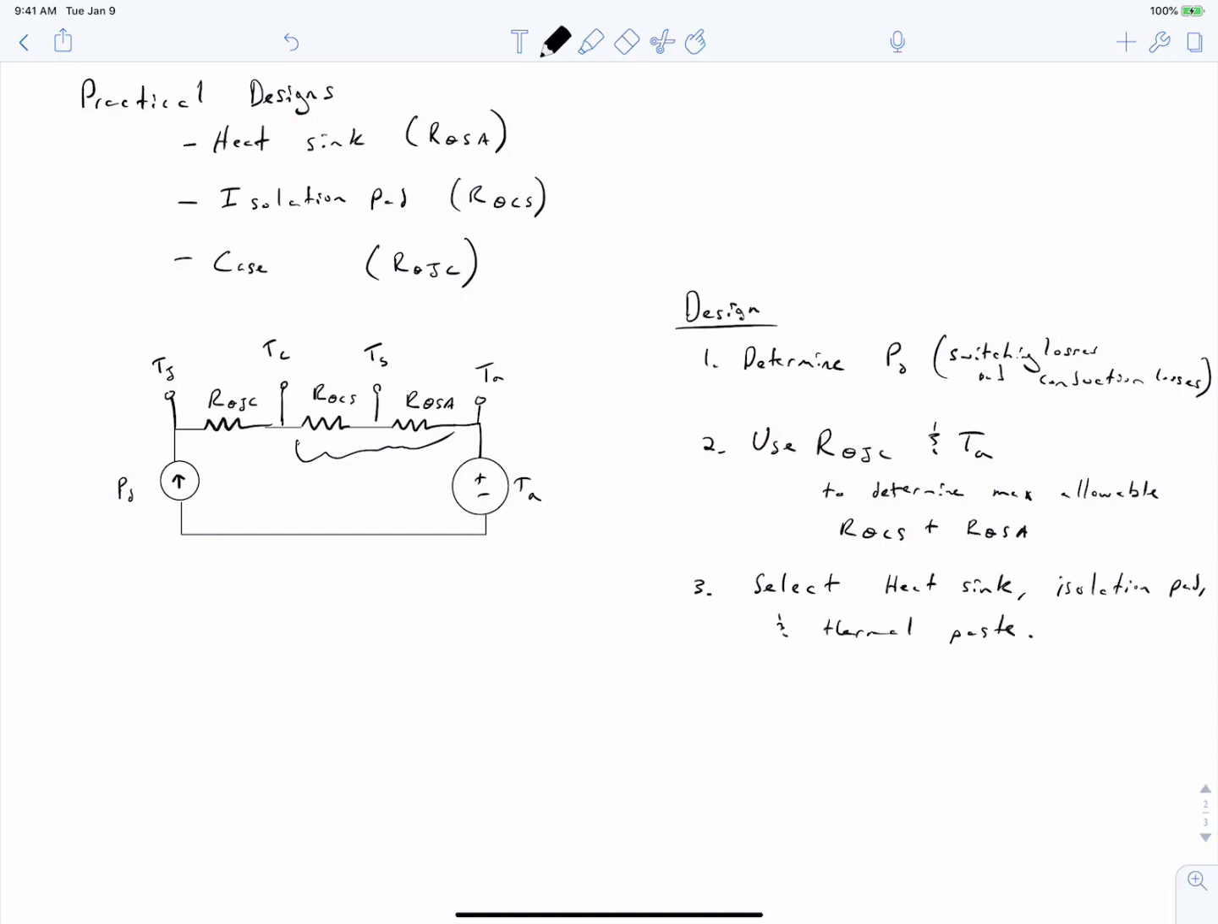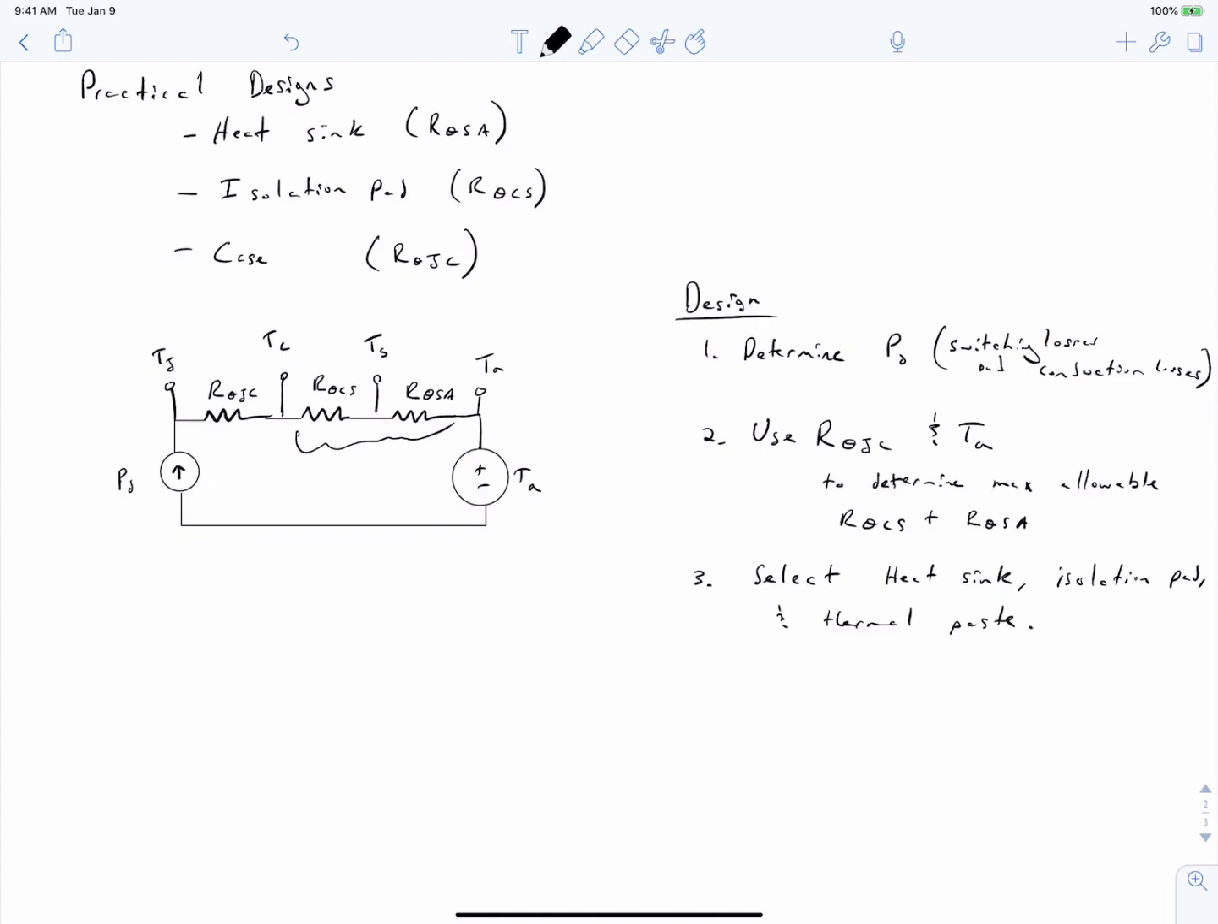To summarize, in this video we have introduced an approach to study the thermal behavior of a semiconductor device connected to a heat sink and an isolation pad. We've talked about techniques to use to design the system and select your components. This is a simplistic approach that is workable for the approximate knowledge we have of a design that we are conducting for a power electronic converter.